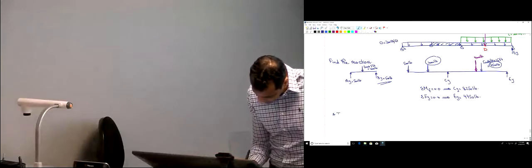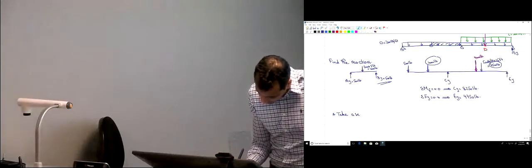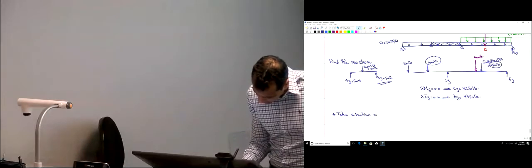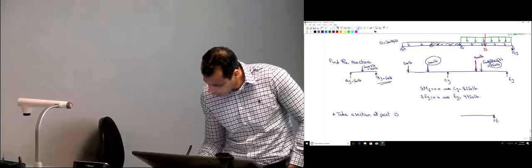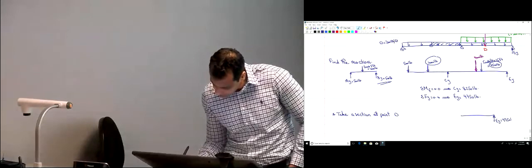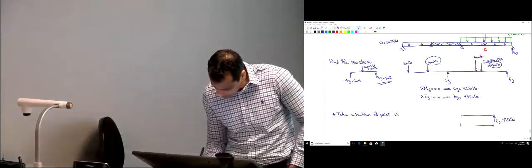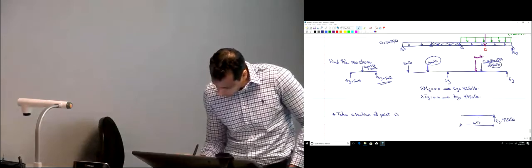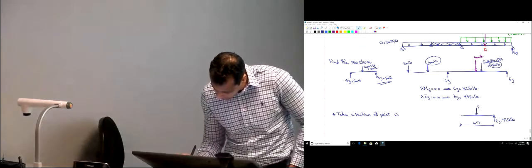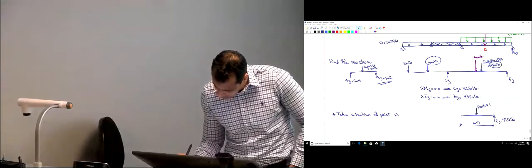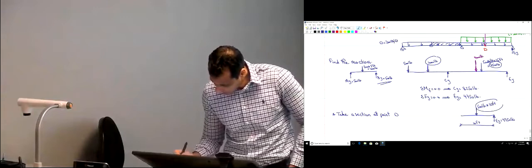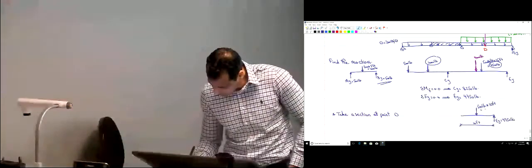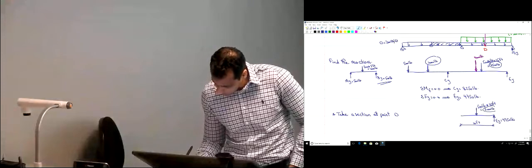So take a section at point D. So now at point D, we have here EY, which is 4750 pounds. At point D, this distance is 10 feet. What are the forces that we have? We have here 500 pounds times 10 feet, which is 5,000 pounds.